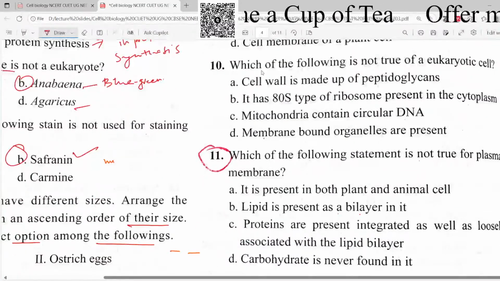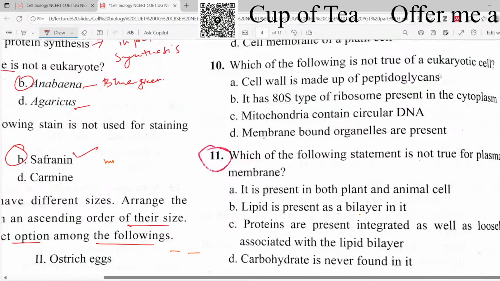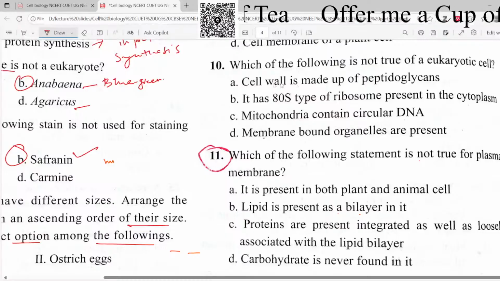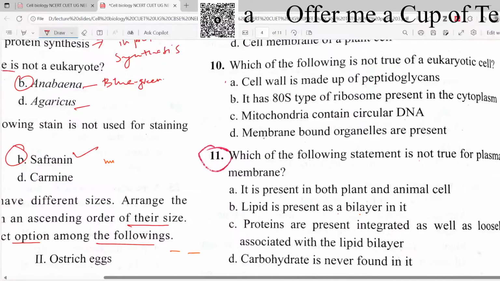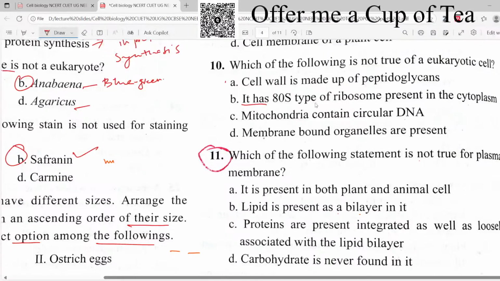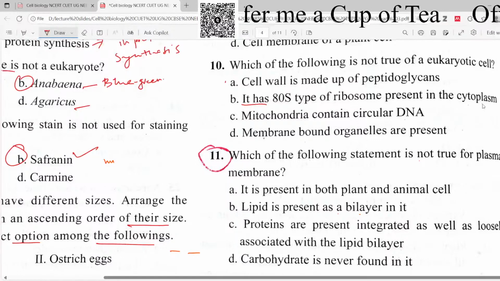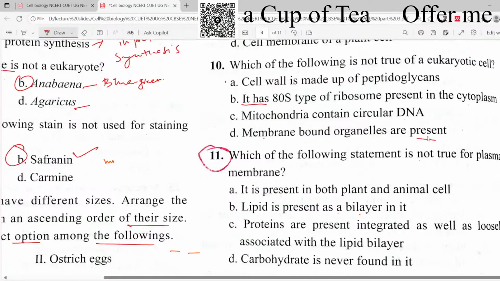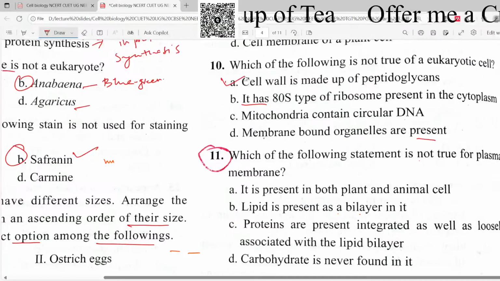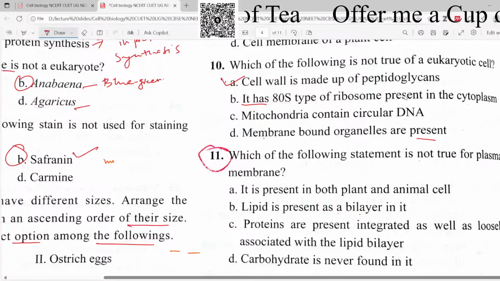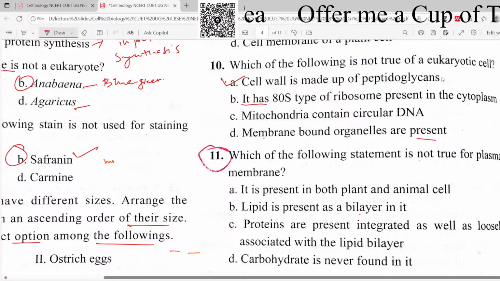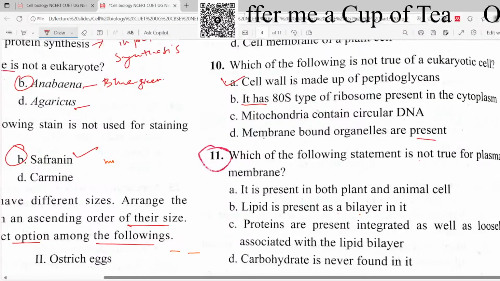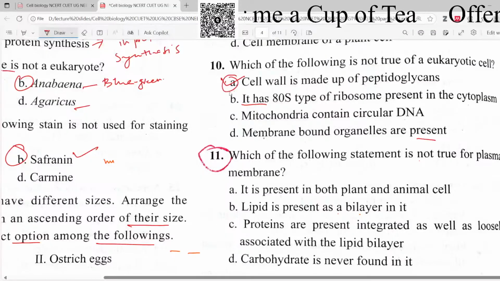Question number 10. Which of the following is not true of eukaryotic cells? Option A, cell wall is made up of peptidoglycan. Option B, it has 80S type of ribosome present in the cytoplasm. Option C, mitochondria contain circular DNA. Option D, membrane bound organelles are present. So the correct answer is option A. Cell wall made up of peptidoglycan is not correct for eukaryotic cells. Eukaryotic cell wall is mainly made up of cellulose. So that is the correct answer.